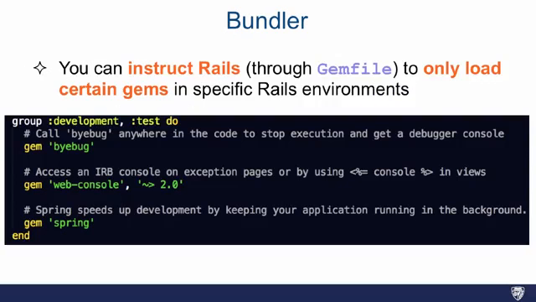You could also instruct Rails in the gem file to only load certain gems in specific Rails environments. So for example, you do group development and test to tell it that these gems are only going to be available in development and test environments, but not in production environment.